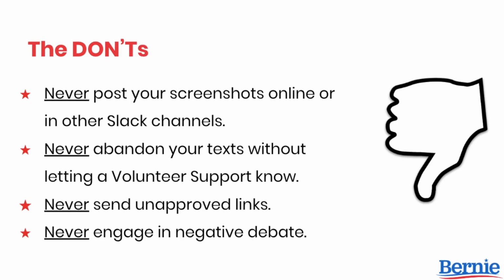Some things to avoid: never post screenshots of text conversations or Slack exchanges online or in non-texting related Slack channels. Never abandon your text without letting volunteer support know. Never send unapproved links. So approved links must come from the FAQ, Bernie's website, or one of Bernie's social media accounts. Any links that can't be found in one of these three places are not okay to send out via text unless a volunteer support or staff indicates otherwise.